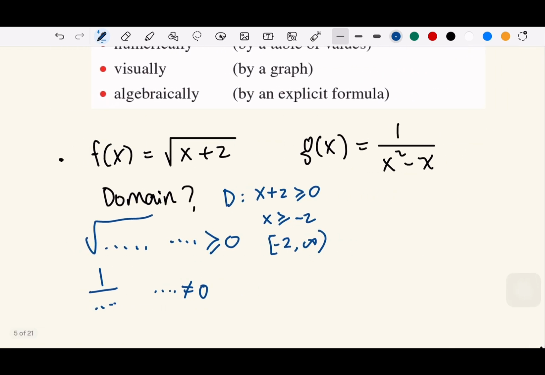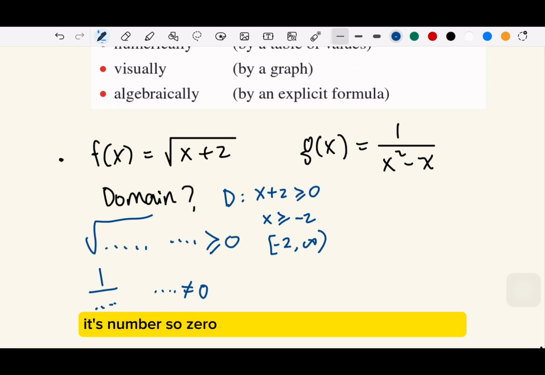But how about g? Any number higher than 1? Higher than 1? Can it be in between 0 and 1? Yes, right. Okay, try a half, or 1/4, or minus a half. It's a number, right? So between 0 and 1 it can be, right?